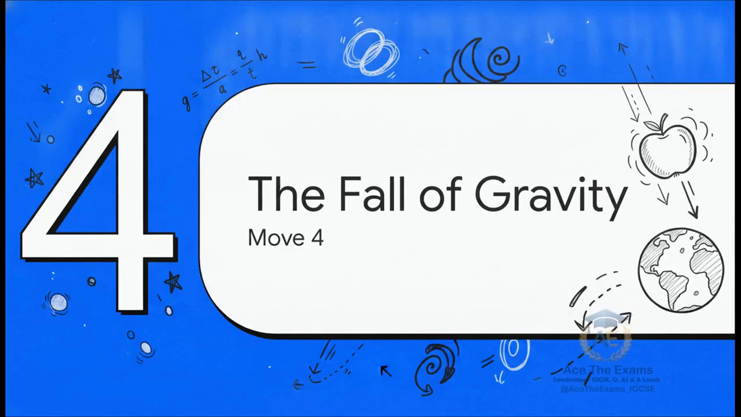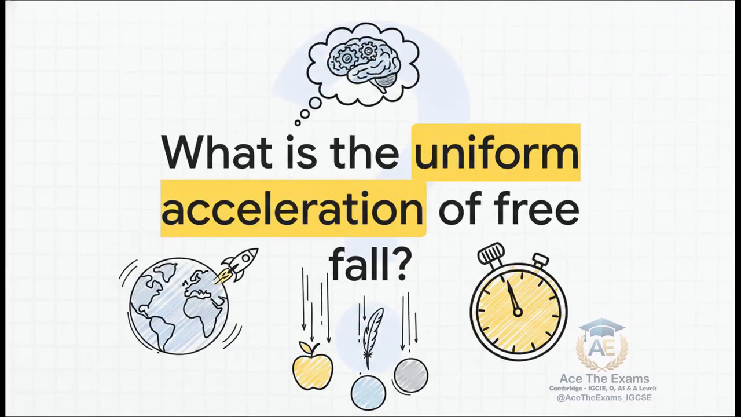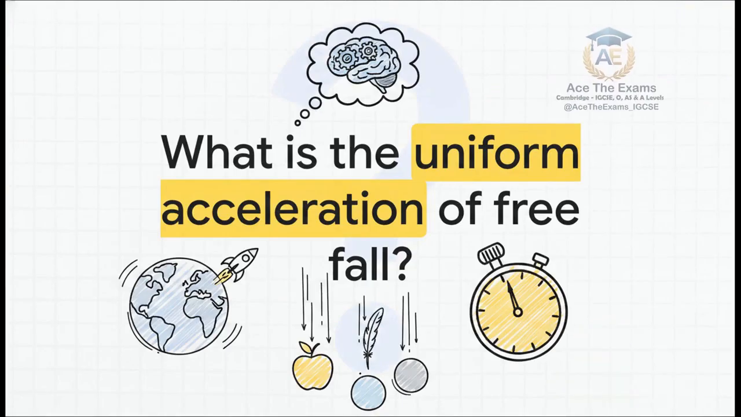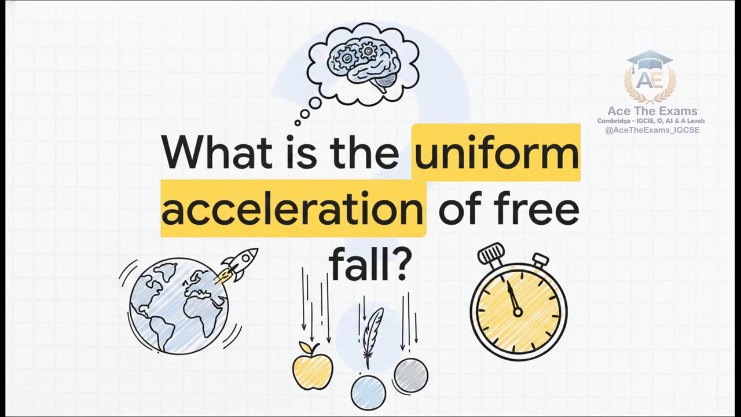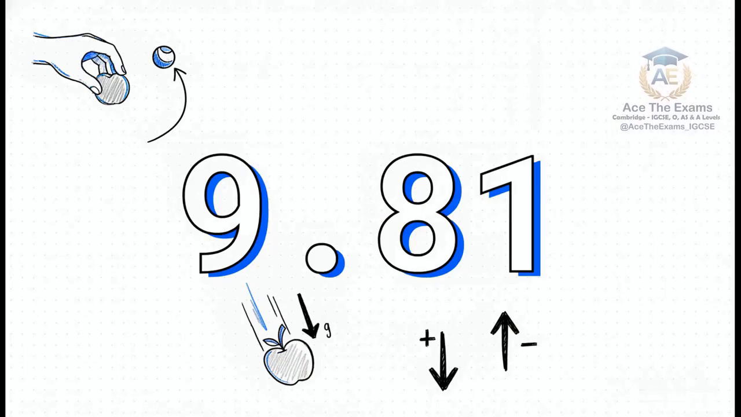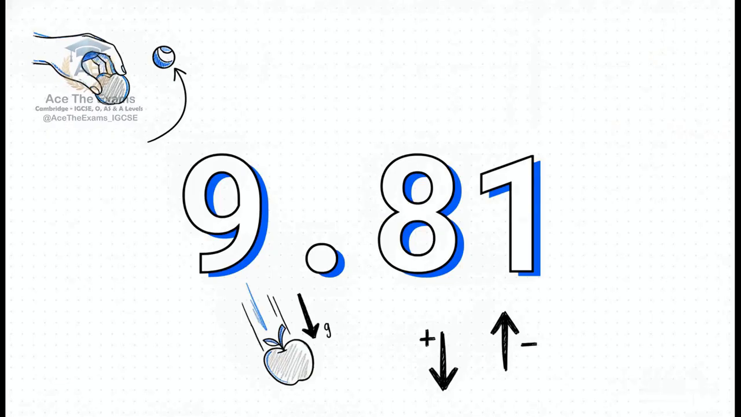We're moving on to move 4, the fall of gravity. All right, I'm going to challenge you with a rapid-fire recall check. This is exactly what it feels like in the exam environment when you turn the page and see a 1-mark question. What is the uniform acceleration of free fall near the Earth's surface, assuming air resistance is negligible? Don't overthink it, just lock in your answer right now. The answer is 9.81 meters per second squared. This is our famous constant, g.